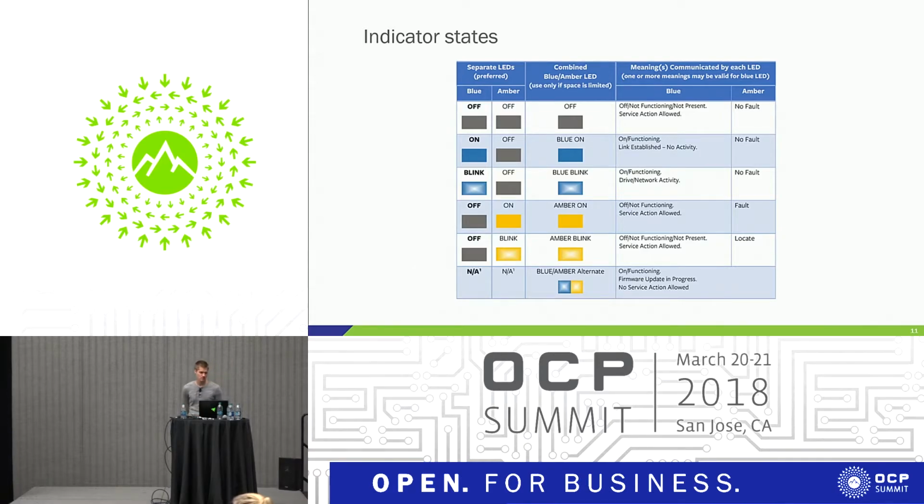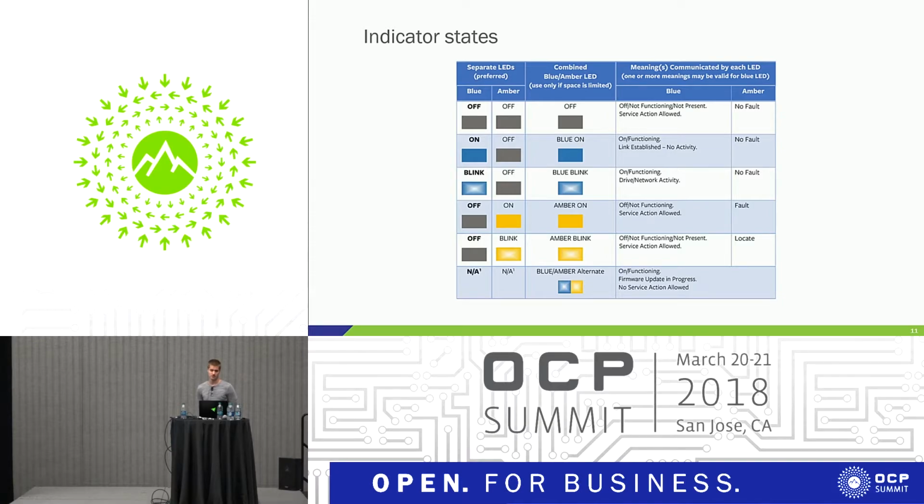All right, this is the main slide here. This defines all of the indicator states. So first, I'll start with amber. Amber, when it's off, it means that there isn't any fault. If amber is on, it's indicating that there's a fault present. And in the event that it's blinking, that's a locate feature.